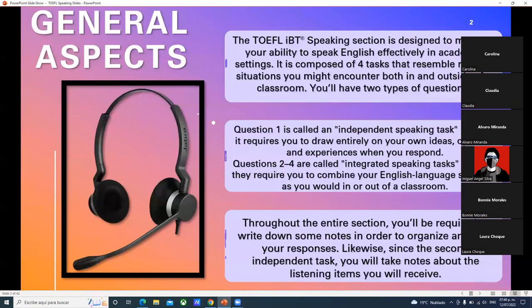And finally, I just wanted to remind you, throughout this entire section, you always are going to be required to have your sheet of paper, something like this, and you're going to have to take some notes, of course. Okay, so don't worry about bringing this to the test center if you are taking the IBT version, because you're going to have the staff members handing you a lot of these papers and pens and everything you need to write down your responses. But what you have to worry about is simply to take notes, right?